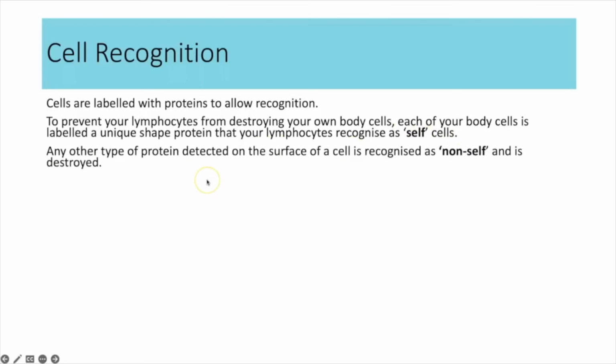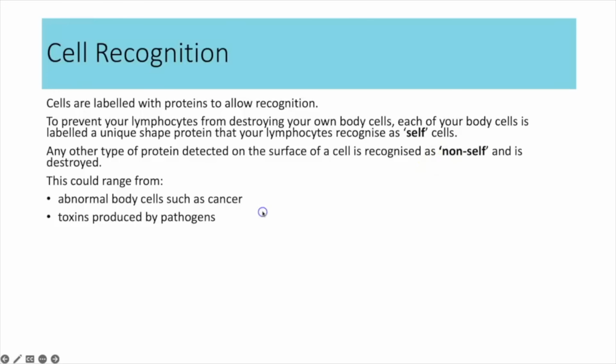So any other type of antigen, so protein, detected on the surface of a cell is recognized as non-self, and that is then what triggers the immune response to destroy that cell. That could be an abnormal body cell, for example, cancer, because the antigens on the outside of cancer cells change and therefore they get detected as non-self.